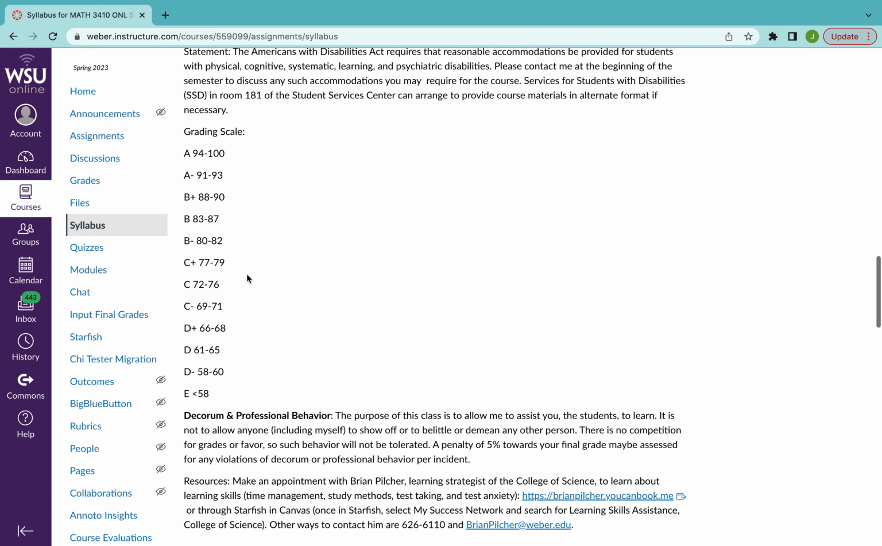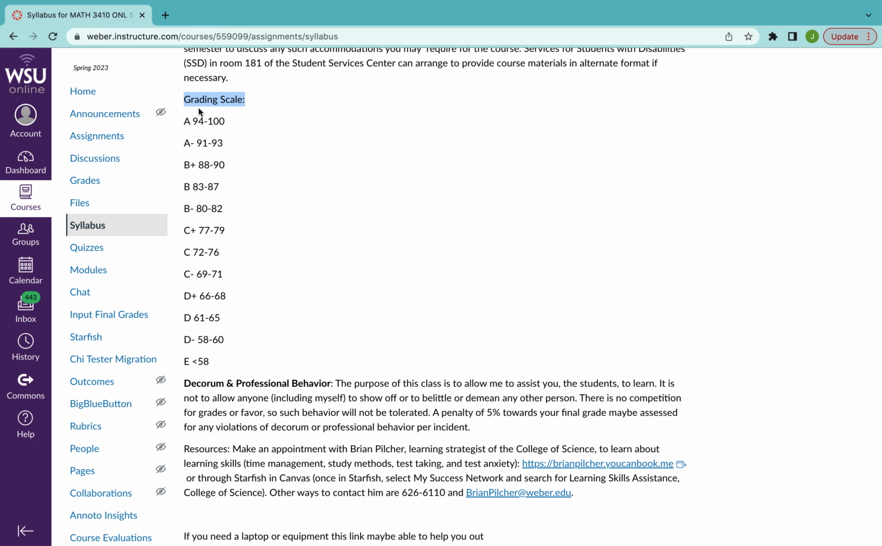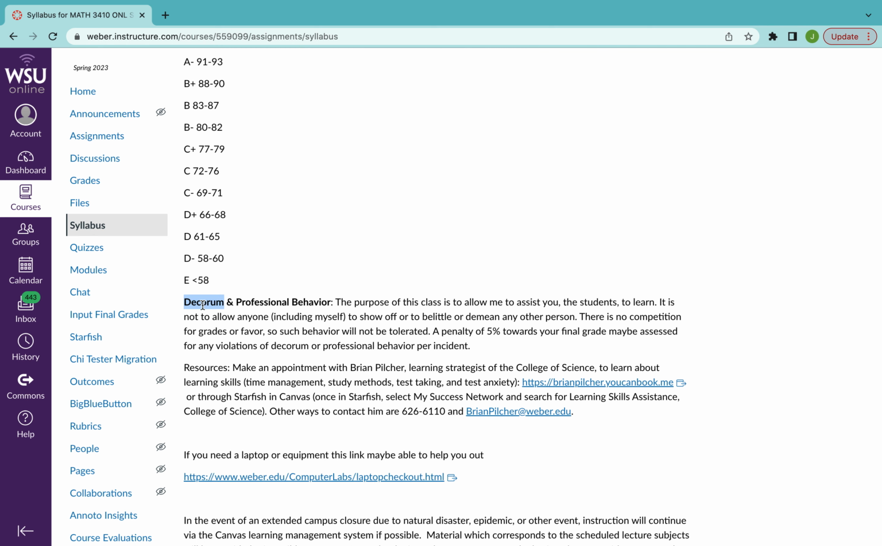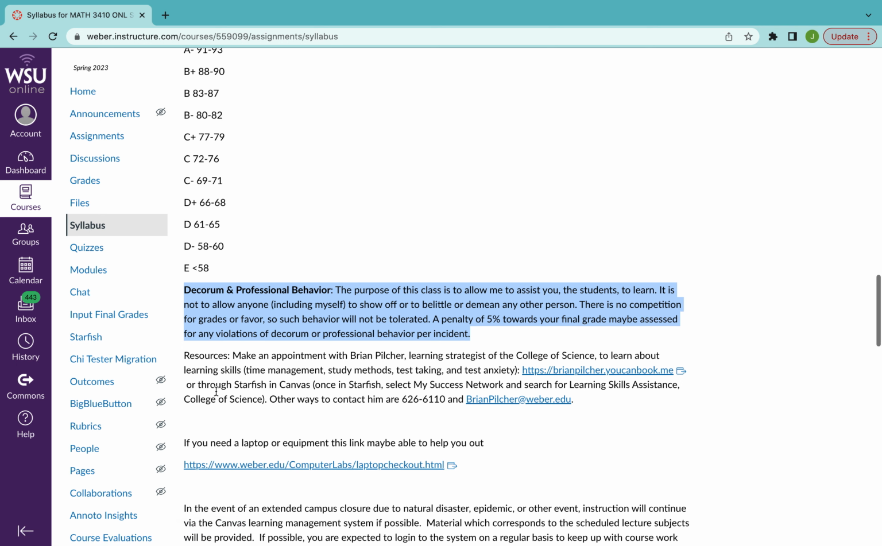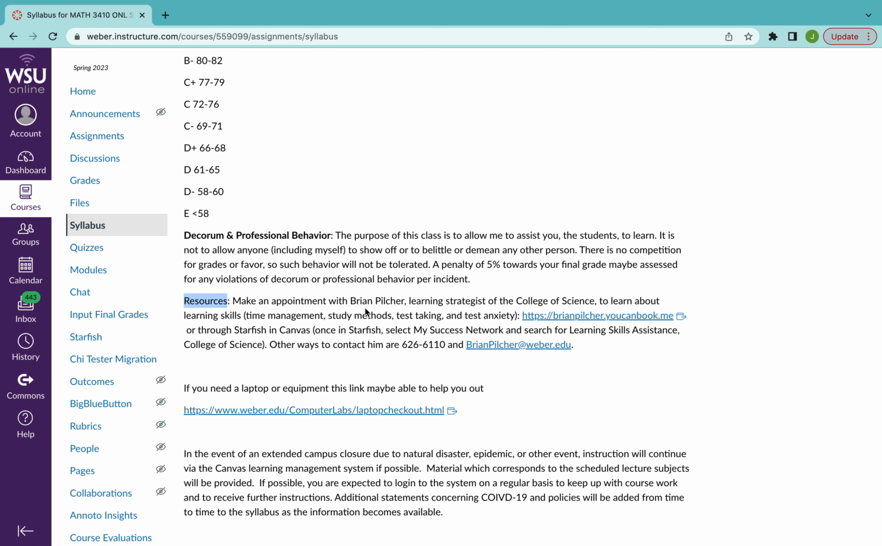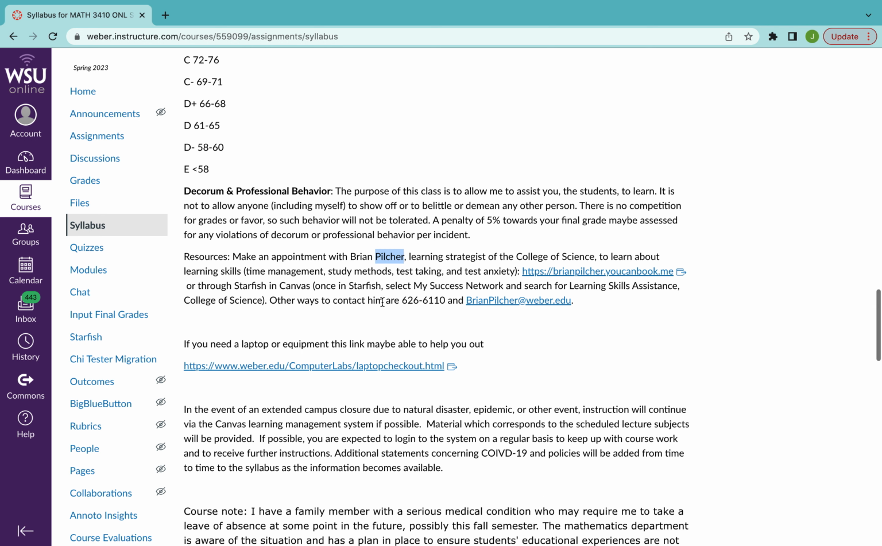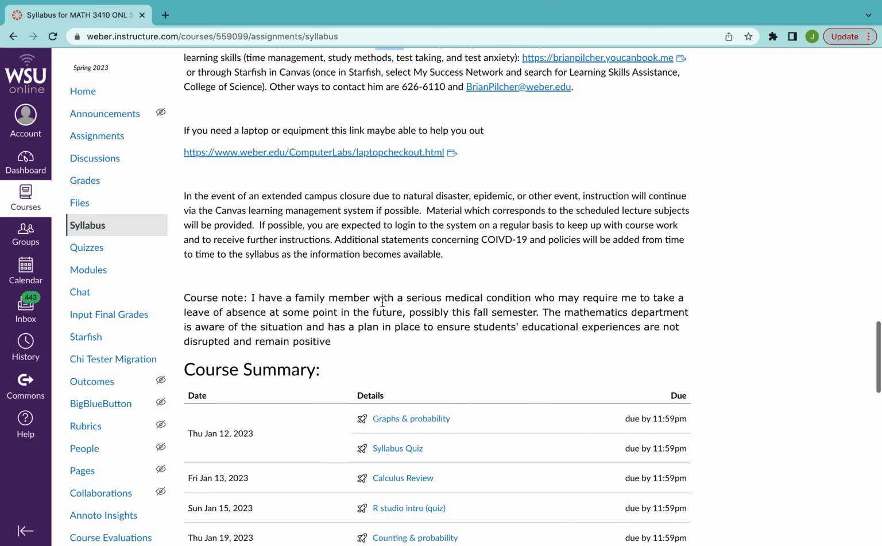And finally, in your grading scale or grading breakdown, the percentages that you earn correspond to these grades. And just to summarize this in one word, I expect you to be a professional and to act like it. If you need learning help, please contact me. However, there's also a learning strategist, Brian Pilcher, in the College of Science, who you can make an appointment with. If you need a laptop, you may obtain one here.